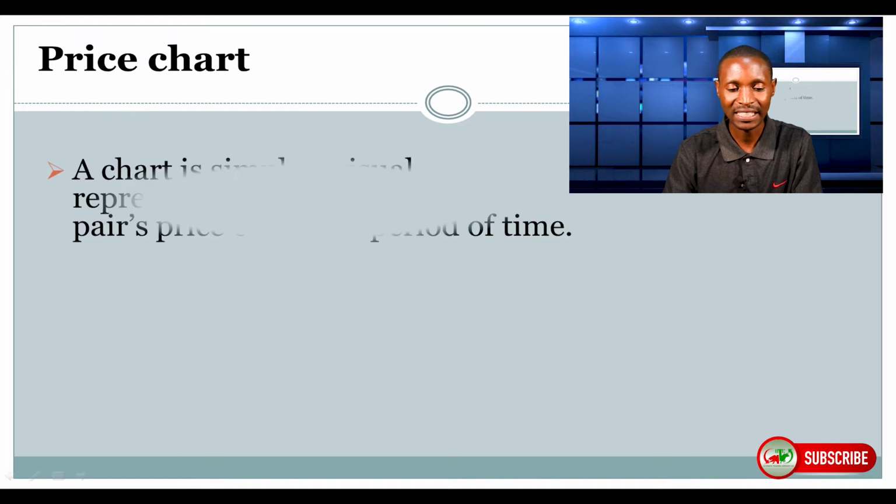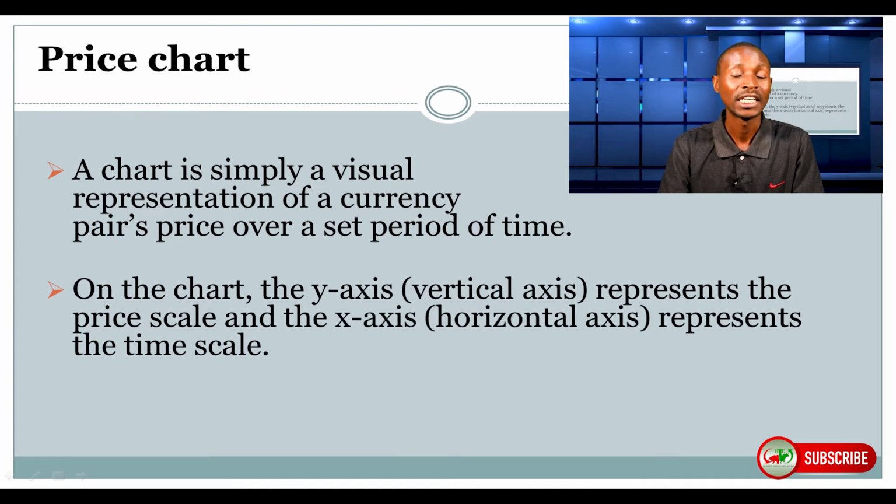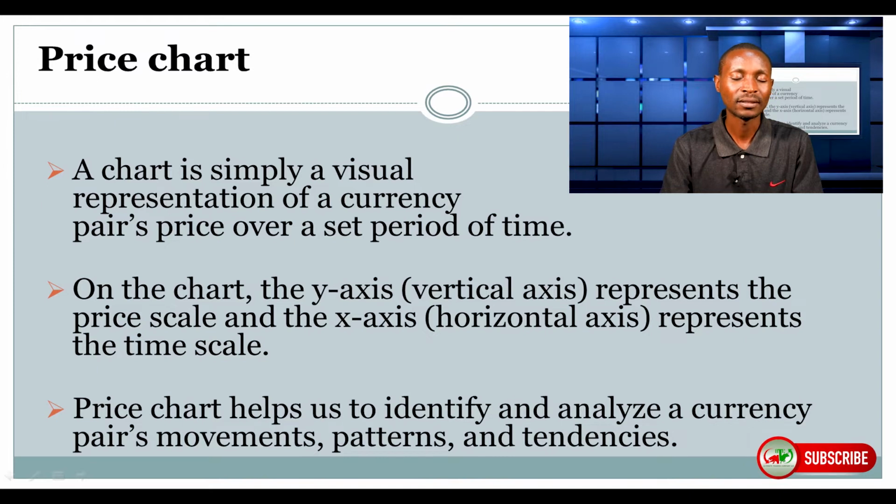Today we are going to learn about the price chart. But before we go further, let's see what a chart is. A chart is a visual representation of a currency pair's price over a certain period of time. On the chart we have two axes: the vertical axis, normally called the y-axis, and the horizontal axis, which represents the time scale. The price chart helps us analyze the currency pairs, the movement, the patterns and the tendency of the market.